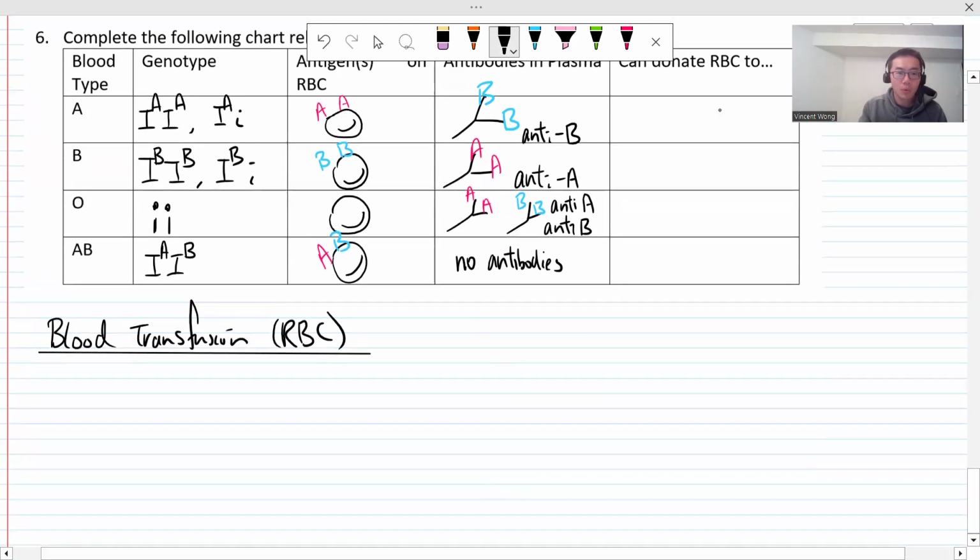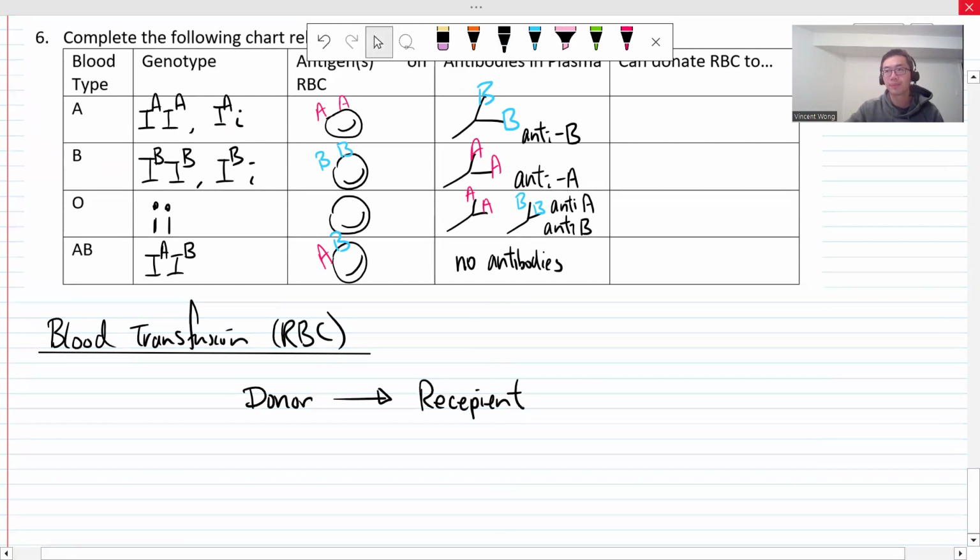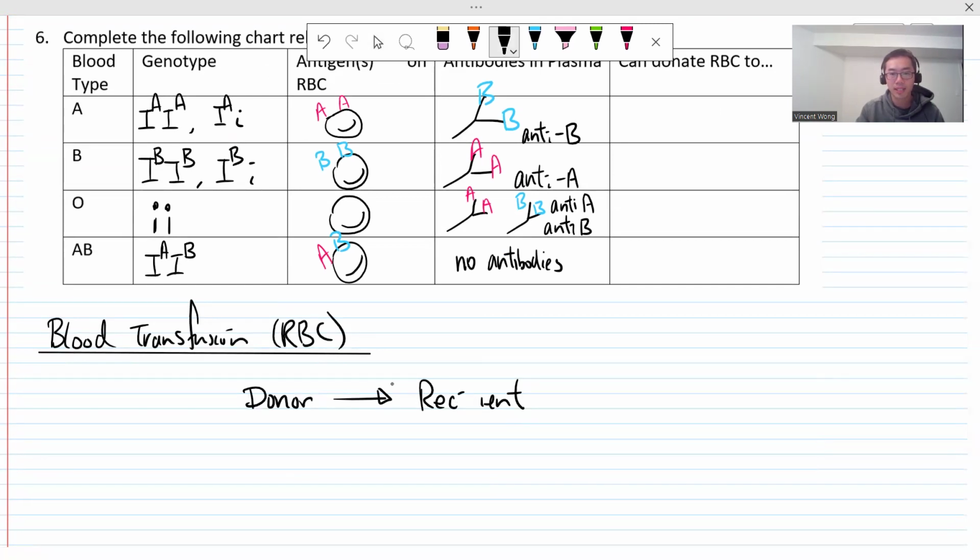So we have a donor. The donor is the person who's giving the blood, and the person who's receiving the blood is called a recipient. Recipient, R-E-C-I-P-I-E-N-T. So the donor is donating the blood, and the recipient is receiving the blood.